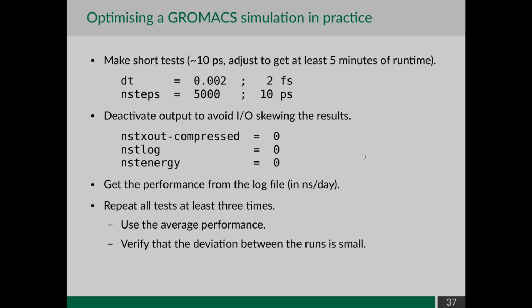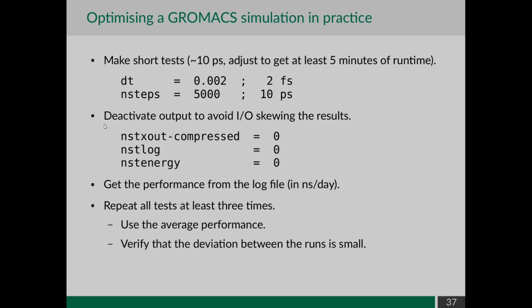Now that we have covered all three levels of parallelism in Gromacs, it's time to discuss how we can optimize a simulation in practice. The trick is to make short tests. 10 picoseconds would be enough, or adjust the number of steps in order to get, say, at least 5 minutes of runtime. You don't want to have less than that because you need to give some time to the compute nodes to stabilize and get a statistically relevant sampling of how fast Gromacs is.